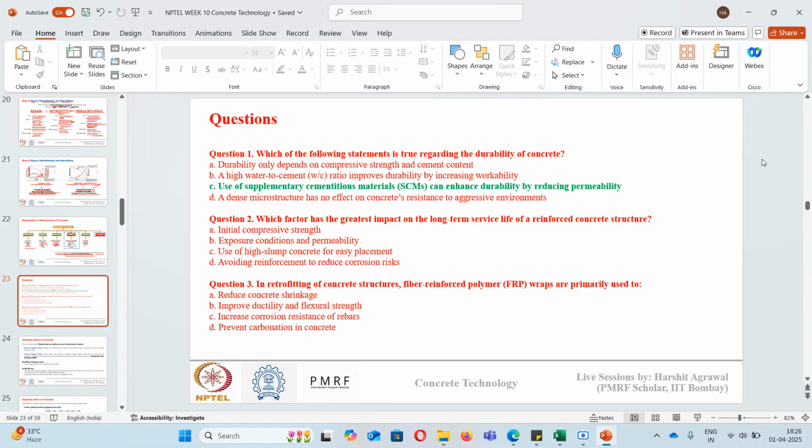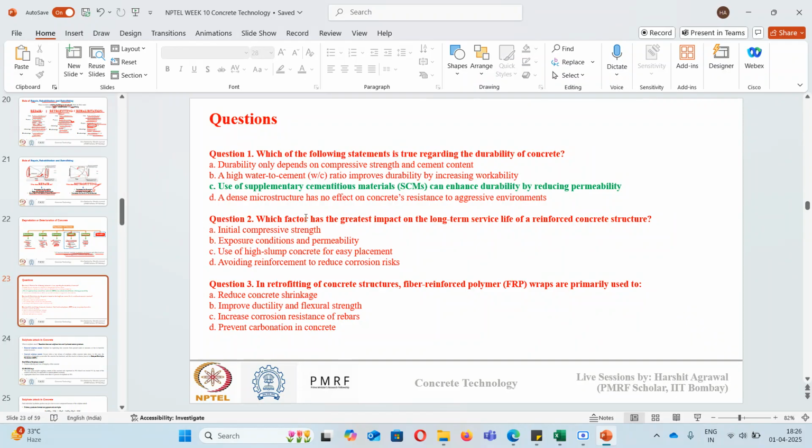So I want my concrete to be as impermeable as possible, with the lowest porosity possible, so that the ions can't move through concrete. So that's why the answer will be C. Okay.